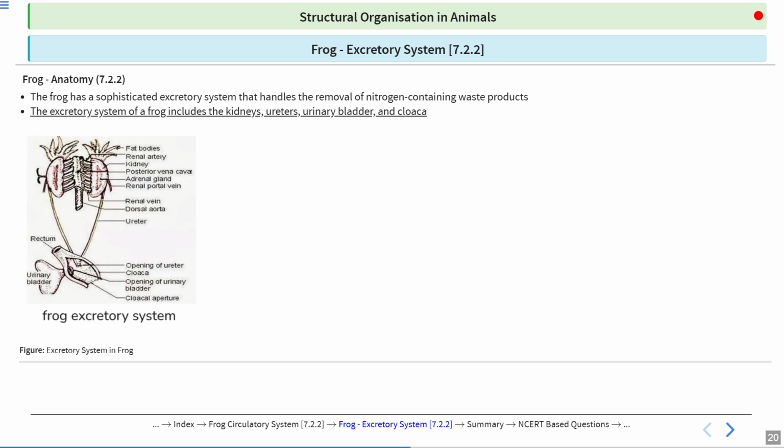So here you can see the figure of the excretory system of a frog. This is the kidney part, the bean shaped, and from the kidney, what is coming out? This ureter, right? And there is a bladder. You can see the urinary bladder. The urine is passed from this region and collected in this urinary bladder, and from time to time it is excreted out through this cloaca.